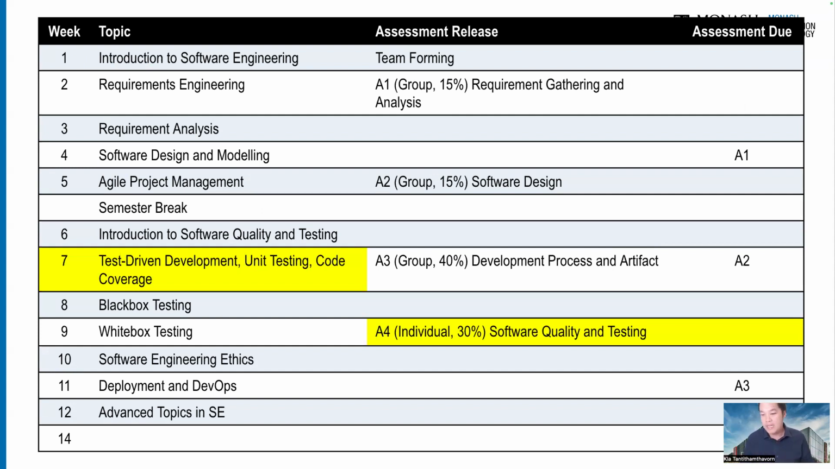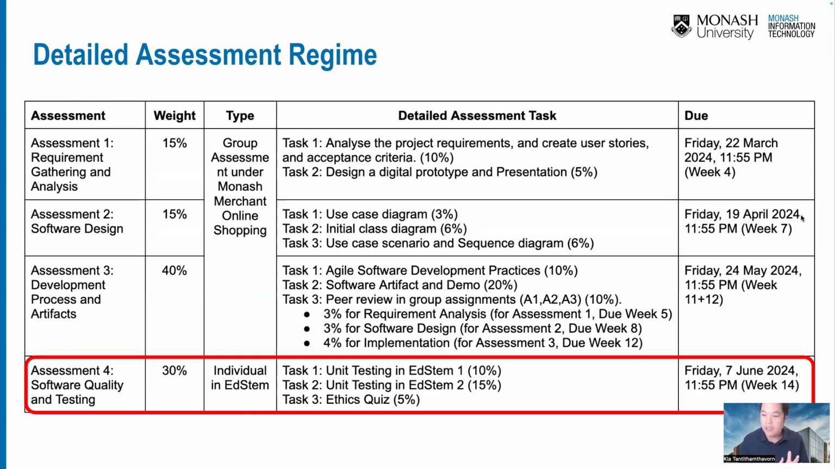For assessment 4, just want to remind everyone again, we will talk about software quality and testing. It is the individual assessment, which is weighted 30%, and everyone will work on Ed STEM. So the unit content of weeks 7, 8, 9, 10 is aligned with assessment 4. And as I have told you before, for assessment 4 we will have basically 3 tasks: 2 tasks about unit testing in Ed STEM, worth 10% and 15%, and the third one will be the ethics quiz. Okay, and everything is due by week 14.